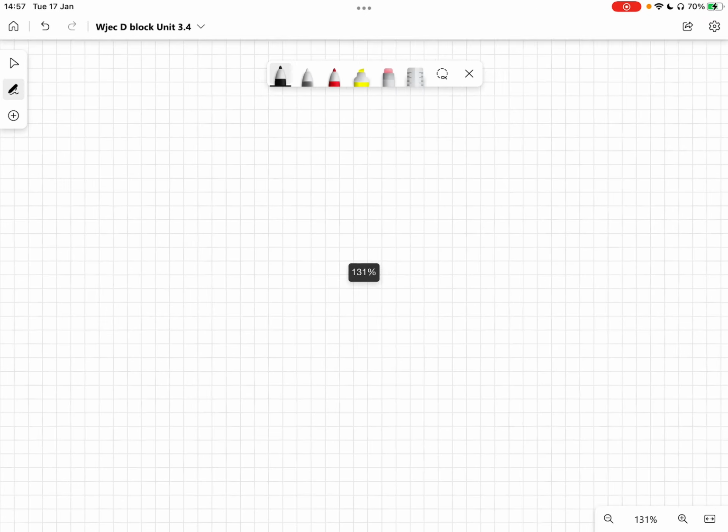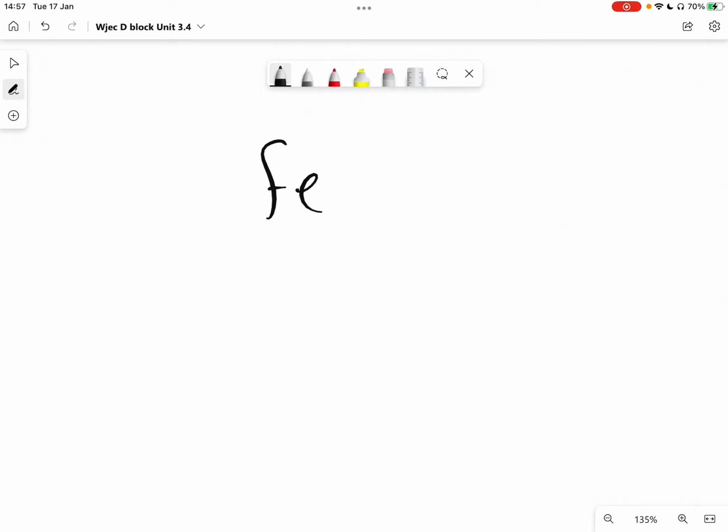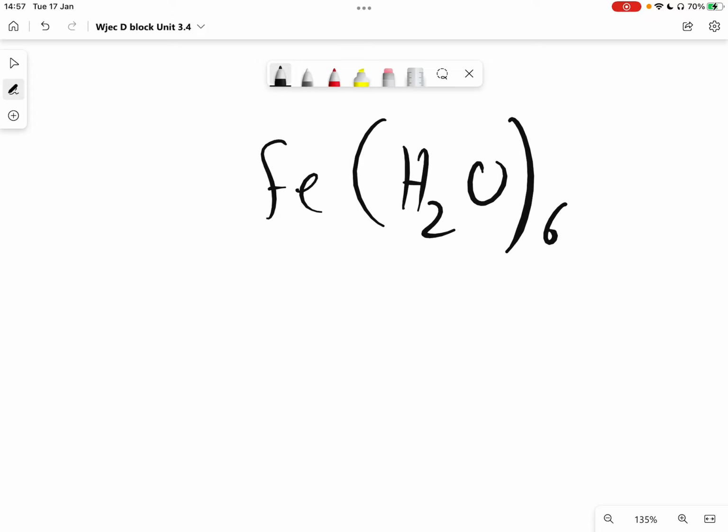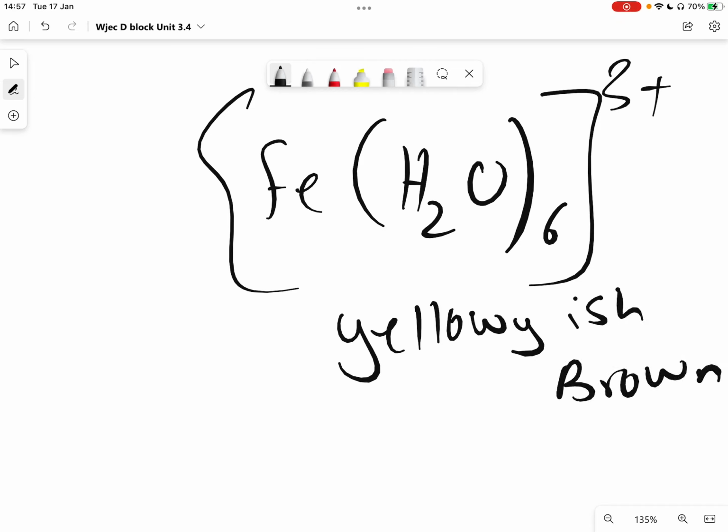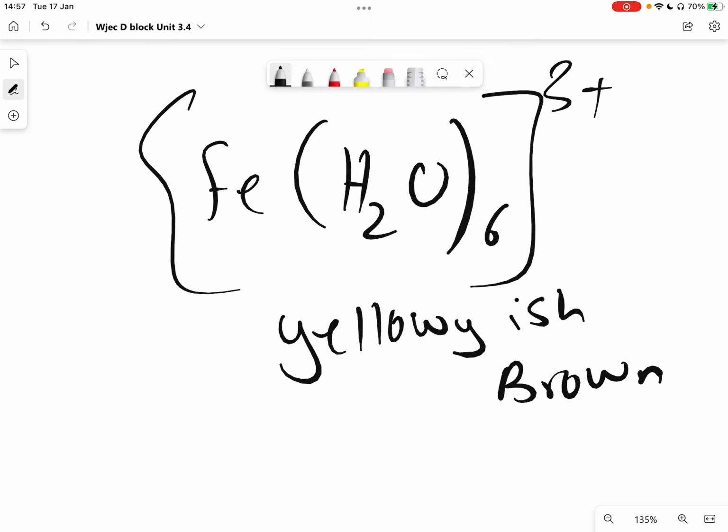Okay, so now we're going to do iron 3, so Fe. This was what I was on about before when I said about the yellowy colour. You could describe hexaaqua iron 3 as a yellowy colour. Yellowy-ish brown. It's not the technical term, but it's the name of it. So yeah, that's hexaaqua iron 3.